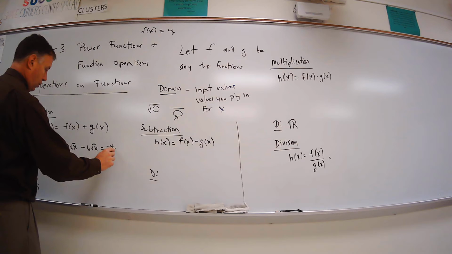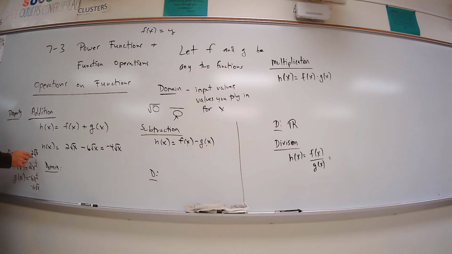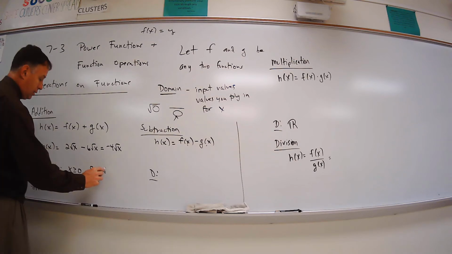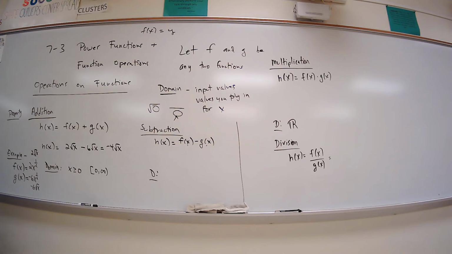Now, my domain. Think of this, when you have a square root sign, what can you have? Can you have positives? Can you have negatives? Can you have 0? We can have 0. We can have positives. We cannot have negatives. So my domain would be x is greater than or equal to 0, or you could say 0 with a bracket, which means it includes 0, to infinity. Sometimes they'll say non-negative real numbers, another way to say it.